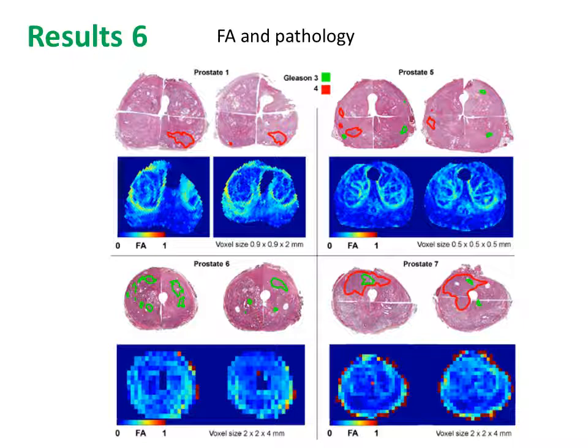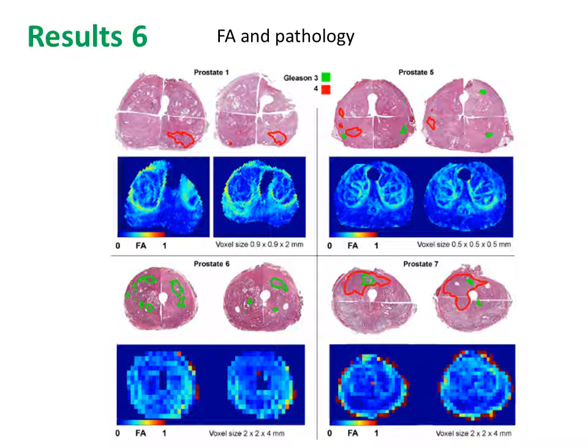Now, we couldn't look at the relationship between anisotropy and pathology in detail for 2 reasons. We've only got 7 prostates. Only a small set of those prostates had distinct pathology that we could match to the MR images, and the matching of the MR images to the actual pathology is a difficult business at the best of times, so we didn't attempt any kind of quantitative correlation of FA with pathology.